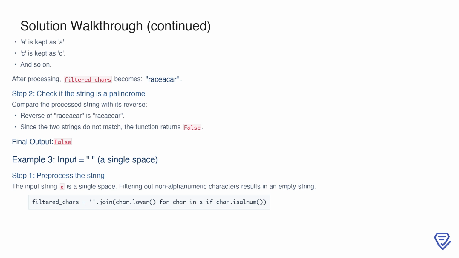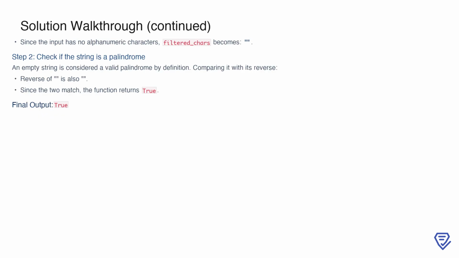Finally, let's look at a special case to understand how the solution behaves with minimal input. In the third example, the input is a single space. During pre-processing, we filter out all non-alphanumeric characters. Since the input contains no valid characters, the result is an empty string.